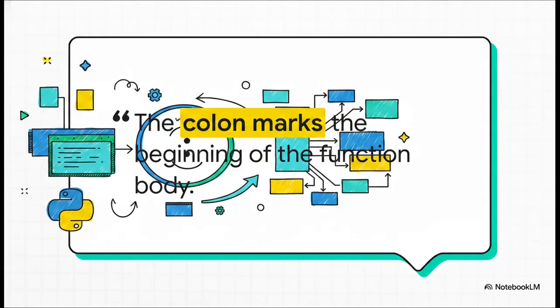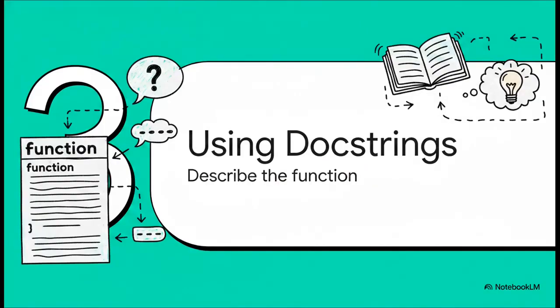Our source material hits the nail on the head here. This colon serves as a strict gateway. It's the vital gatekeeper signaling to Python, hey, the introductory setup is complete and the actual instructions are about to follow. Which brings us to part 3, defining with docstrings.